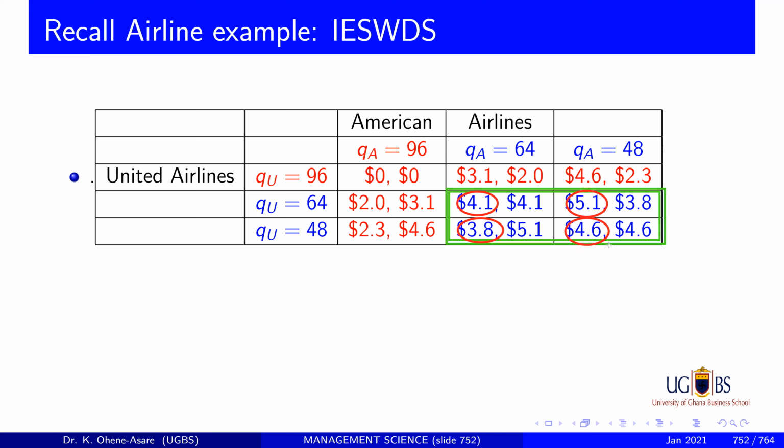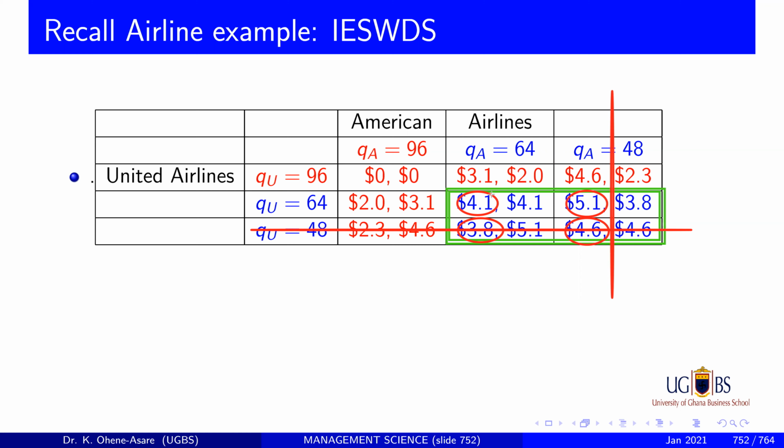And so we can now rule a line through this. Just destroy 48. 48 is gone. We are now left with 64 for United. Now let's go to American. For American, you are comparing this 4.1 and then 3.8. You can see that 4.1 is better. So on the basis of that, we'll kill this 48 here too. It's gone.